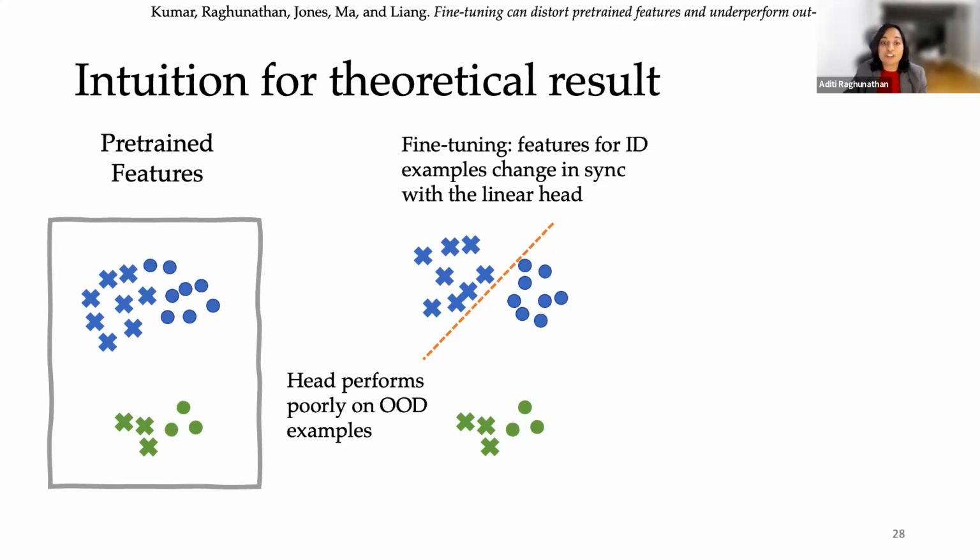So we have this kind of feature distortion, where since we're updating the features only on one distribution, we might break the correspondence that was originally learned between the in distribution and out of distribution.